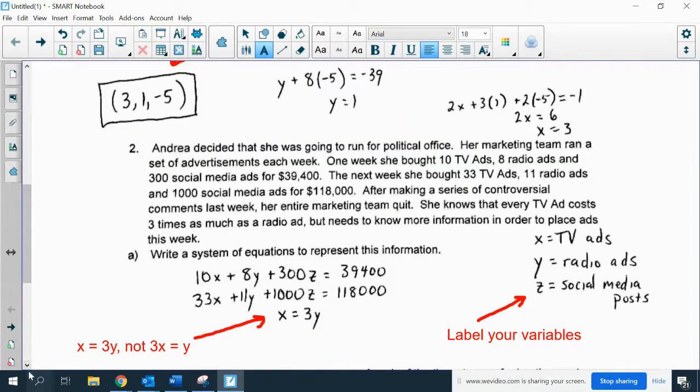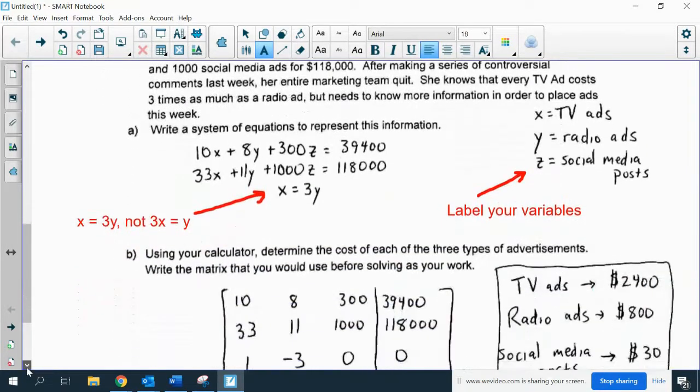Problem 2, most common issues, not labeling your variables. So we don't really know what everything means. You don't have to use X, Y, and Z. You could use T, R, and S for TV, radio, and social media. Several people did that. That's fine. Just make sure you label what you're doing.